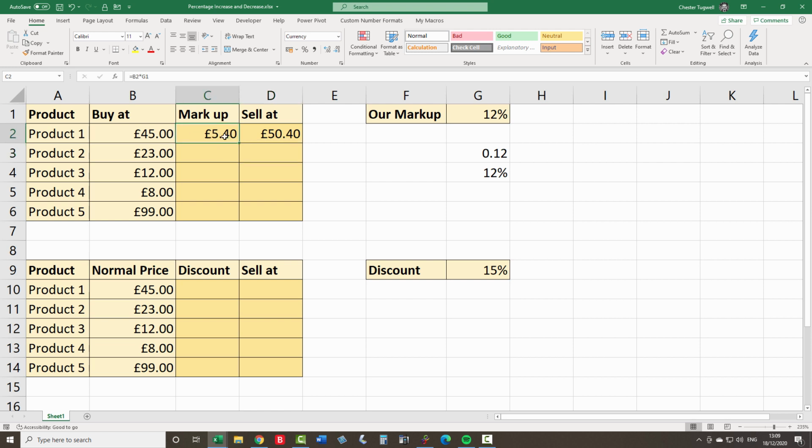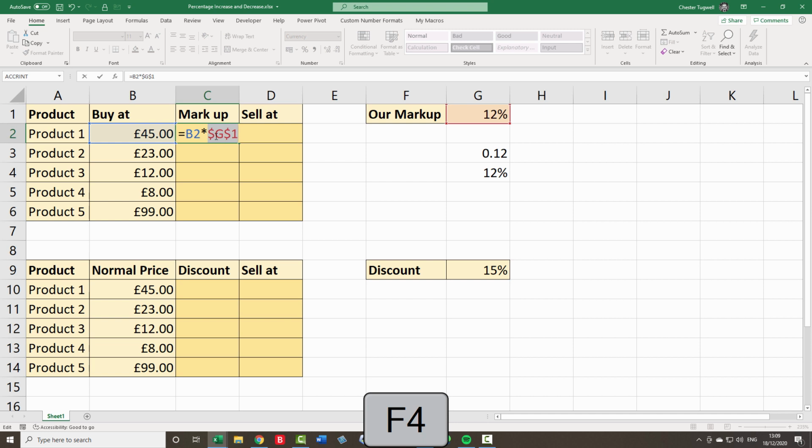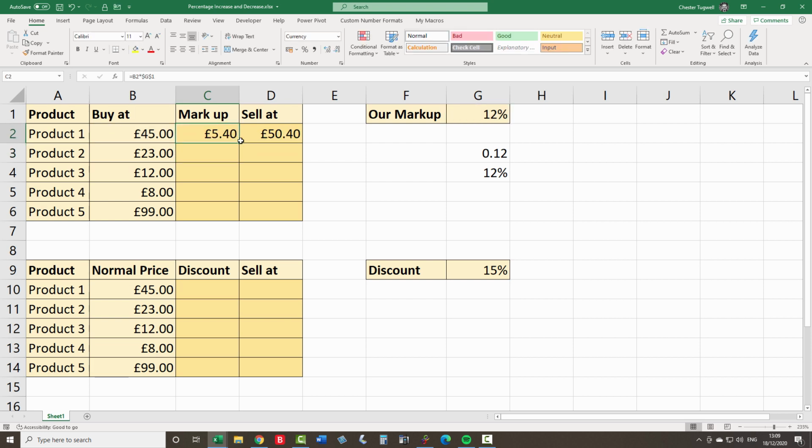Now, if I want to do this calculation for the other products in this list, before I copy this down, I need to fix my reference to G1. Otherwise, it's going to look down in these cells. So I do that with the F4 key on my keyboard. If your F4 key doesn't work, try holding down the FN key with the F4 key. And if that doesn't work, just type the dollars in. So I can copy that down. It works out the markup for these, and copy this down. And I've got my sell-up prices for all of my products.